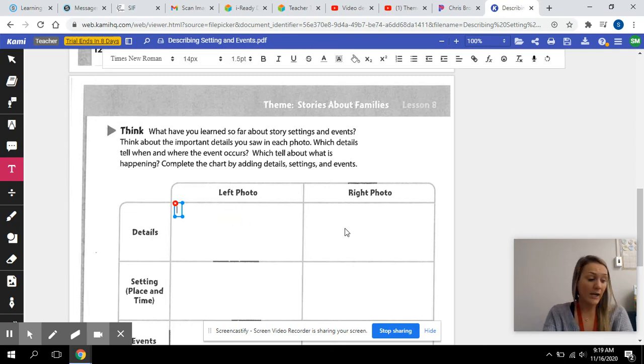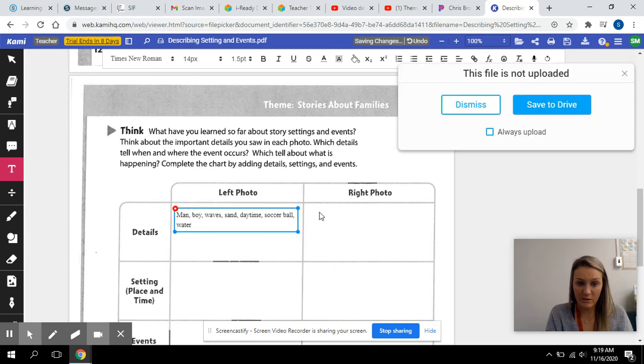And I identified that there was a man. There was also a boy. There was waves. There was sand. It was daytime because it was sunny. There was a soccer ball included. There was water. I could say that as well. So these are the details I observed in the first picture.